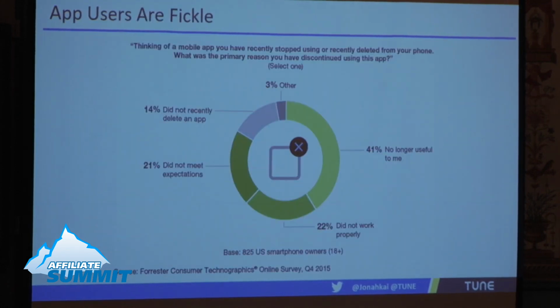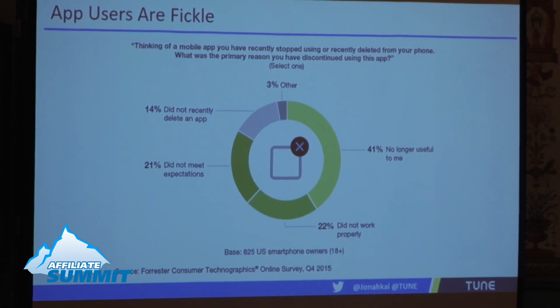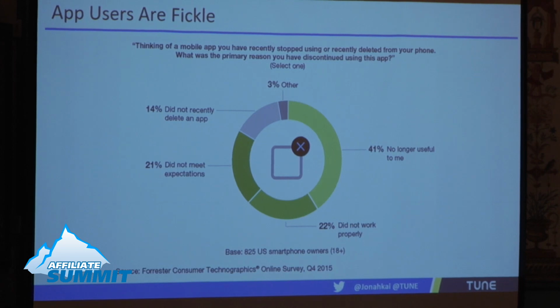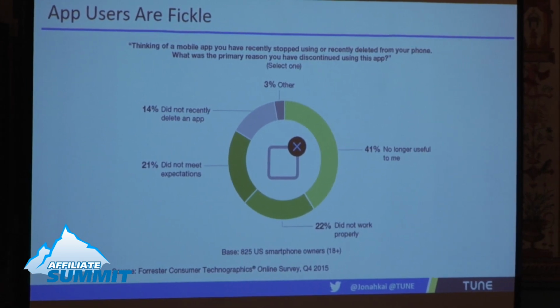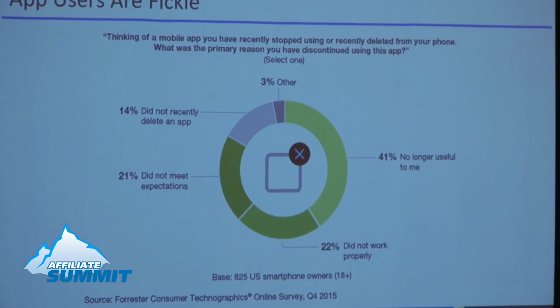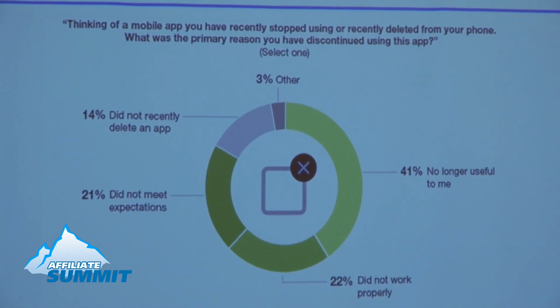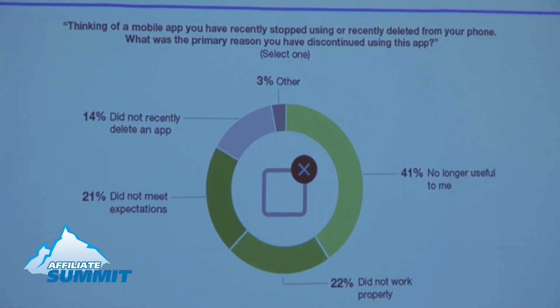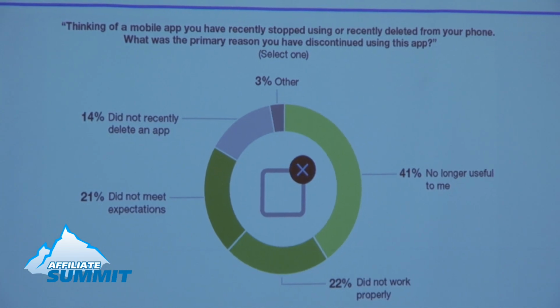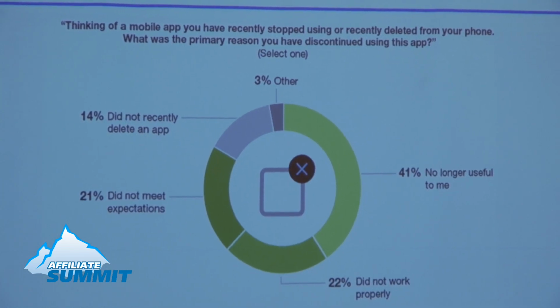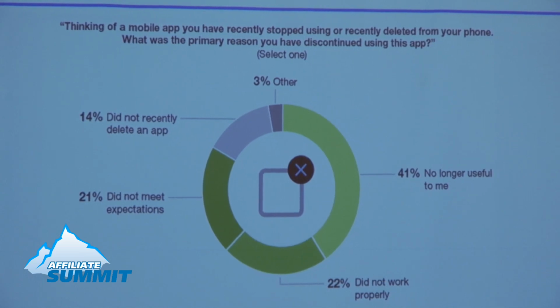Retention of users. We'll talk a little bit here. App users are fickle. I think it was a great slide from Forrester, but thinking of mobile apps you've recently stopped using or recently deleted from your phone, what was the primary reason? 41% said they were no longer useful, 22% said they did not work properly or did not meet expectations. The thing here about app users is you have to make sure, if you have an app, that the engagement and the environment that you're delivering to them is spot on. People have a very limited time.